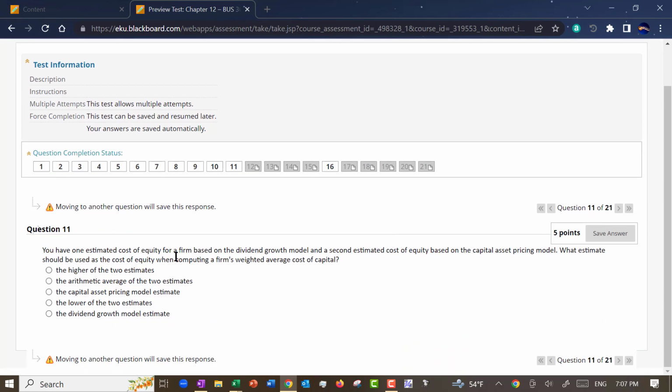We have one estimated cost of equity for a firm based on dividend growth model, and a second estimated cost of equity based on CAPM. What estimates should be used? We already talked about that. Their average. This is true for a lot of stuff in life. If you have multiple ways to figure out or estimate something, always use the average, unless you have a real good reason to prefer one over the other. But in many cases, you're not going to. Otherwise, why would you do it for 3 different ways?